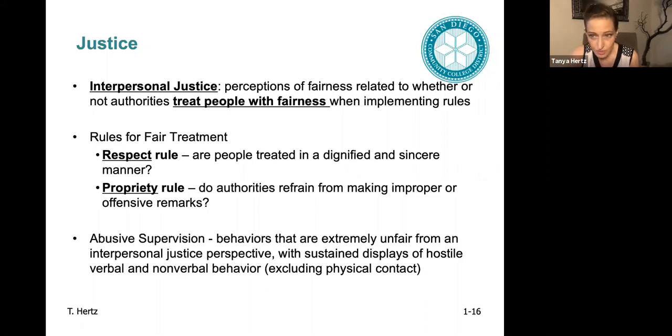Should managers in organizations, supervisors, teachers be able to yell and to curse? Well, most people would say no. They would gauge that as extremely unfair and not a place that they would want to work, not an ethical organization.